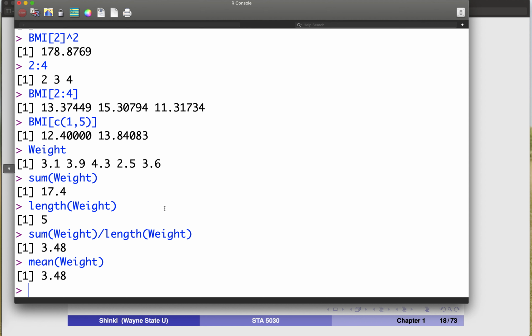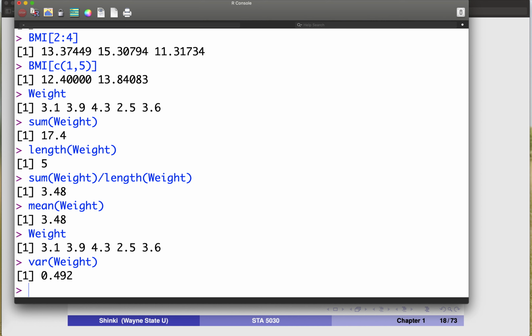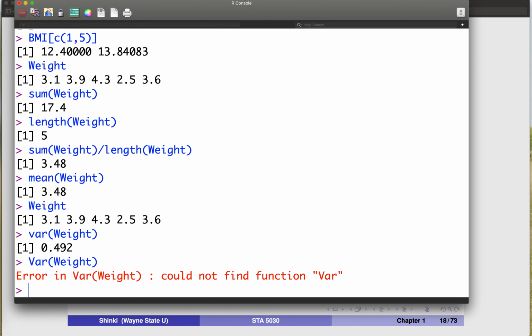Okay, so now we want to calculate the sample standard deviation in R. Remember that last time we defined the weight of 5 babies. So these are numbers. Now we want to calculate the variance and the standard deviation. So the variance of weight is just var, all lowercase, weight, 0.492. Oh, by the way, the functions and objects are case sensitive in R. So if you type a capital V, then it returns an error.